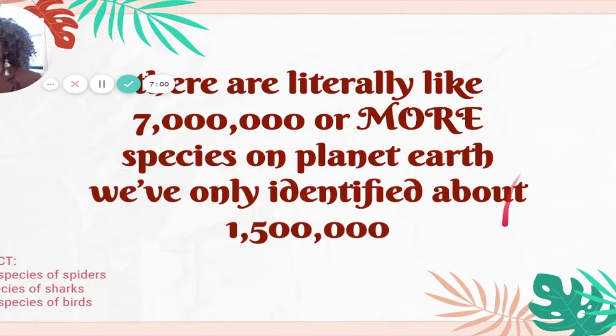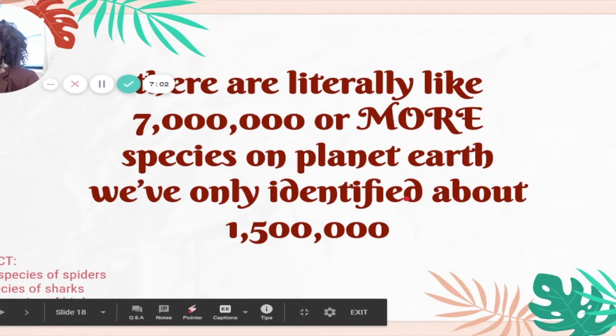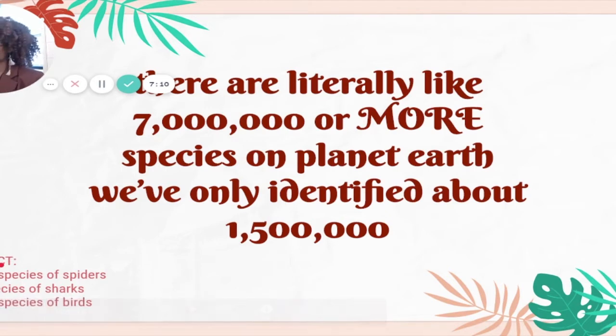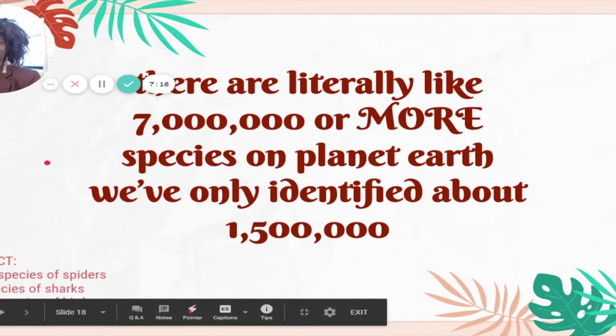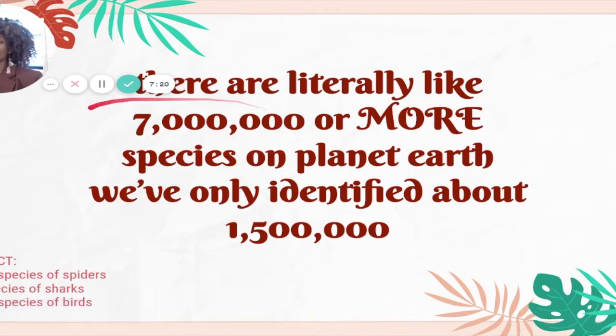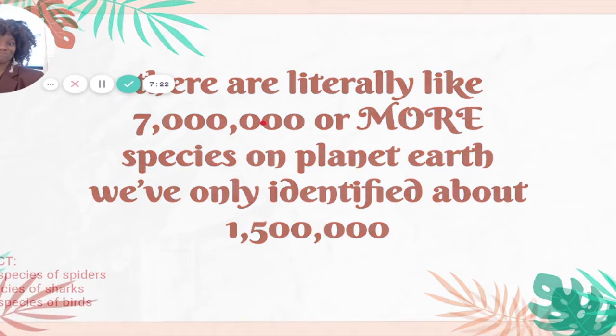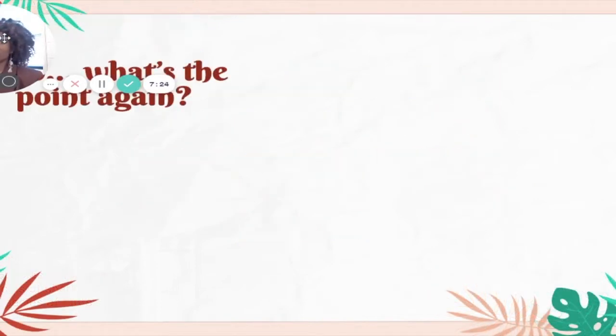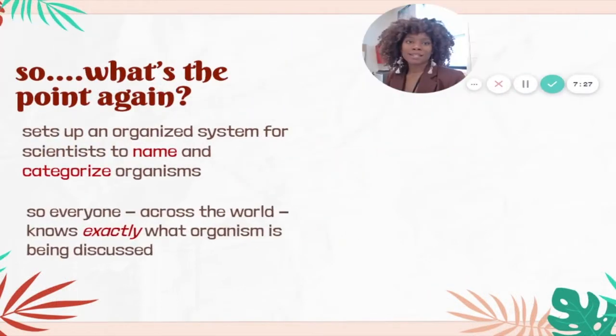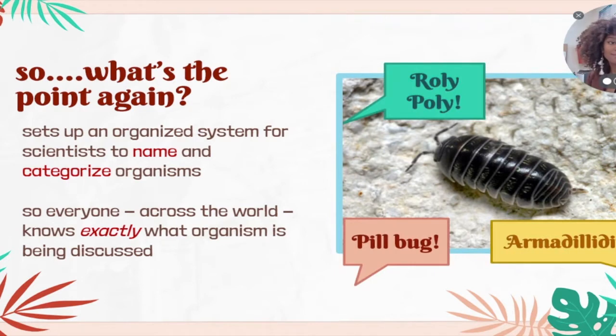Okay, so there are literally like 7 million or more species on planet Earth. We've identified only about 1.5 million. So there are so many species out there that we have no idea about. So, fun fact, we've identified more than 35,000 species of spiders, 440 species of sharks, and 10,000 species of birds. But we know that there are millions and millions of species that we have not identified, especially if you think about deep down in the ocean, all of that stuff, like they're there.